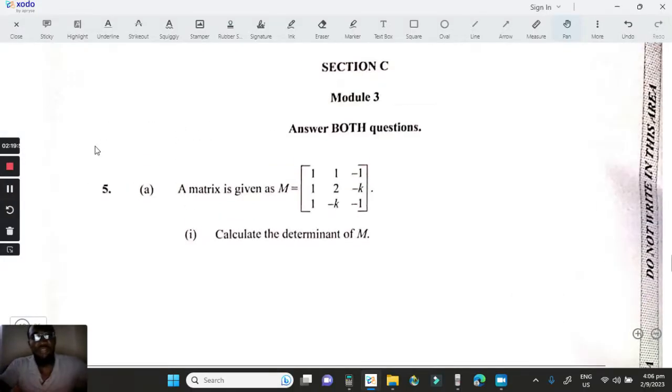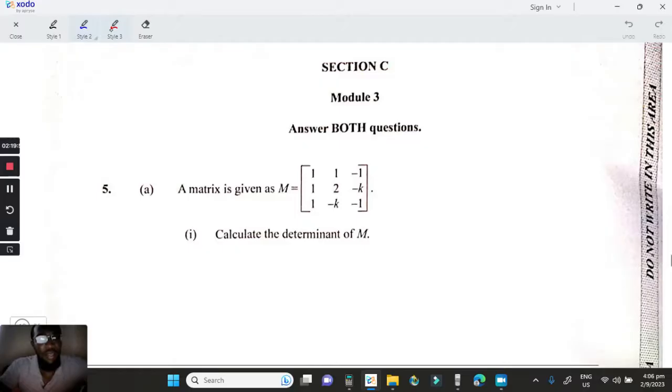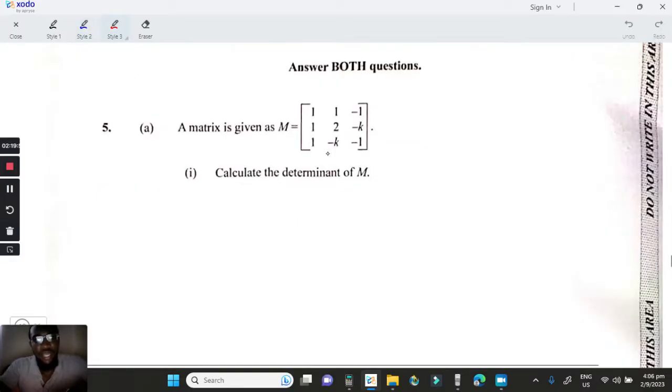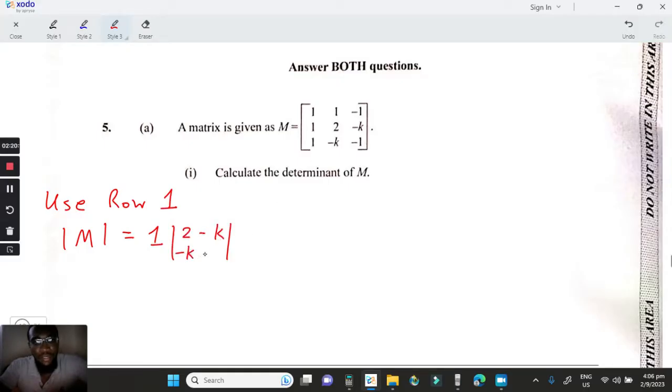I'm going to try to go a little bit faster so that we don't pass the 3-hour mark for this video. Calculate the determinant. I always like to use row 1. So using row 1, the determinant of the matrix M is 1 times, cross out the row and column with this 1 in, you get 2 minus k, negative 1. Then minus 1 times the determinant of, cross out the row and column with this one now, so you would be left with 1 minus k, 1, negative 1.